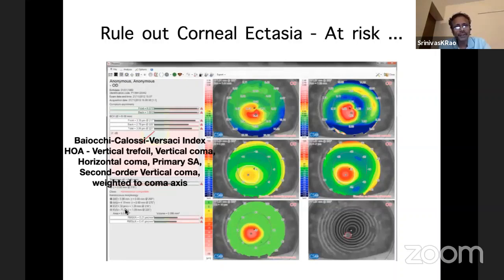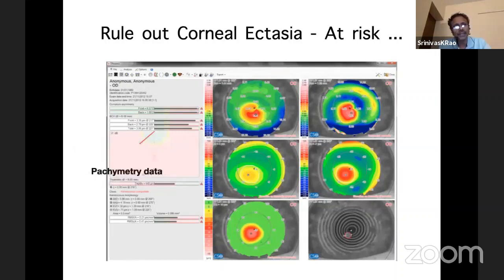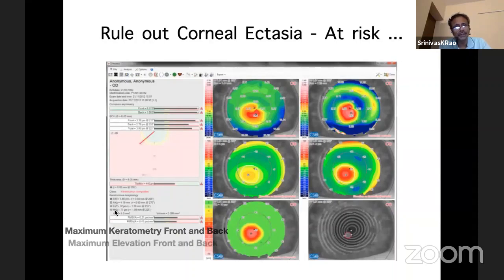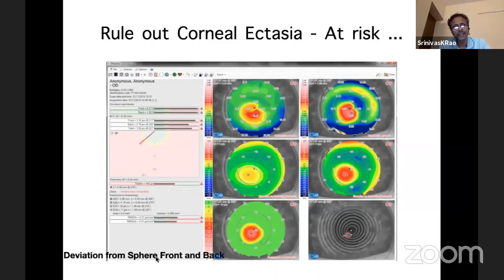And then if you come to this box here below, it looks basically at pachymetric data, which is shown here, just like the Pentacam did. It looks at the maximum keratometry here, both the front and the back. It looks at the maximum elevation data here, front and the back, and also looks at the vector, and that is what is shown here in the middle.